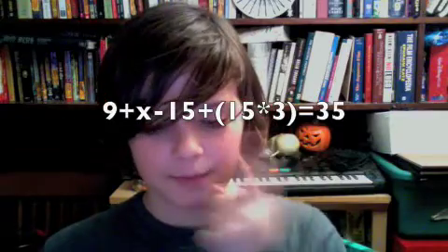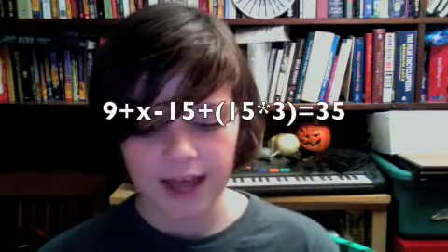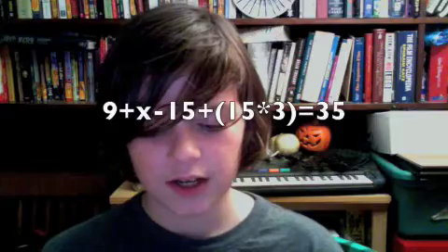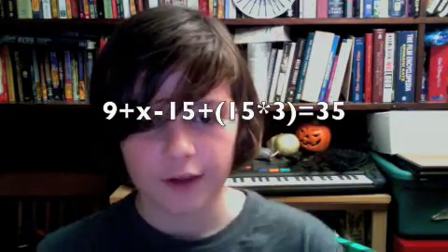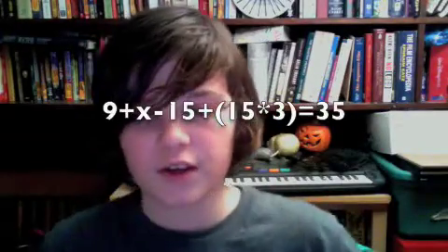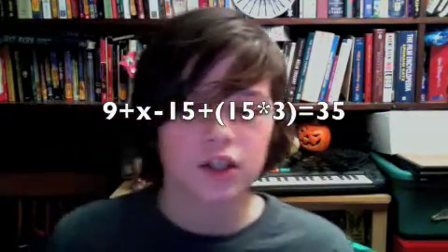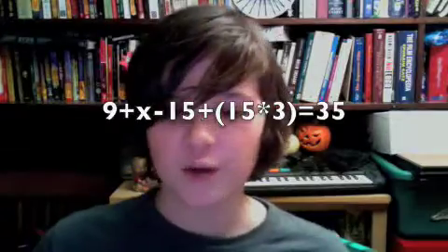Okay, let's start the problem. As you can see, the problem is above me. The problem is 9 plus x minus 15 plus 15 times 3 equals 35. And there are little parentheses around 15 times 3, which means you do that first. So let's start with 15 times 3.